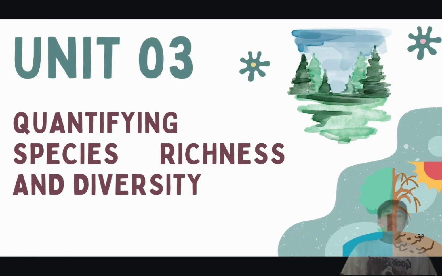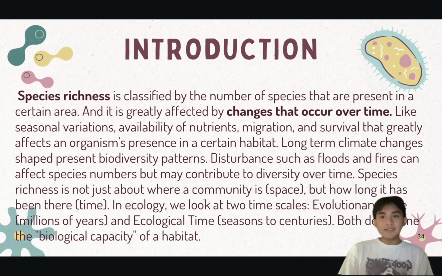life on Earth. So now, we will tackle unit 3 of our lesson, which is quantifying species richness and diversity. But first, what is species richness? So, species richness is classified by the number of species that are present in a certain area.